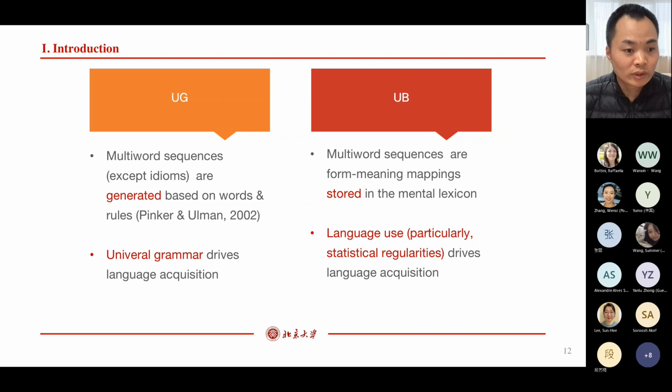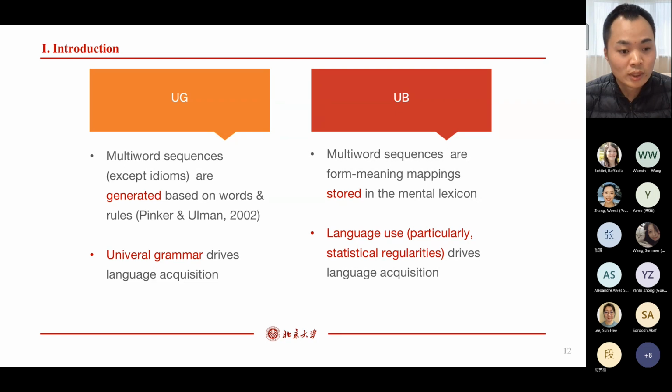The first thing is about the linguistic unit. UG theory, they think multiword sequences are generated based on words and rules. So they are not part of the mental lexicon. Except for idioms. They thought idioms are part of the mental lexicon, but for other, more free word combinations, they think that they are not part of the mental lexicon. They are freely generated using rules and words.